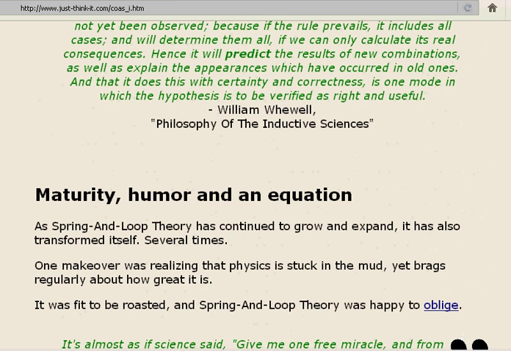Maturity, humor, and an equation. As spring and loop theory has continued to grow and expand, it has also transformed itself several times. One makeover was realizing that physics is stuck in the mud, yet brags regularly about how great it is. It was fit to be roasted, and spring and loop theory was happy to oblige.